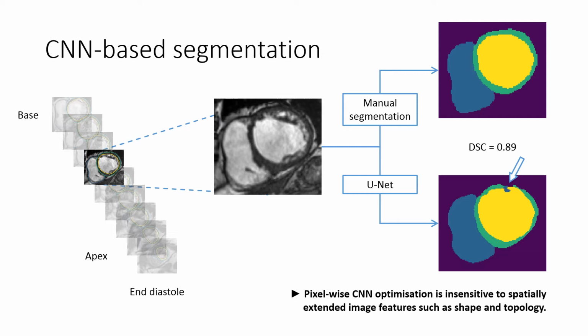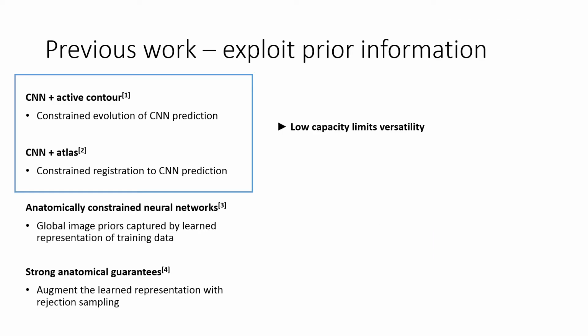These act in a pixel-wise fashion, rendering them insensitive to the extended spatial features that would otherwise characterize anatomically sensible segmentation. To address this limitation, authors have sought to leverage prior information concerning anatomical shape and arrangement. The combination of CNN segmentation with active contour refinement and atlas-based methods have both been applied to this task. However, such approaches are limited in their ability to accurately segment the wide range of anatomy encountered in the clinic.